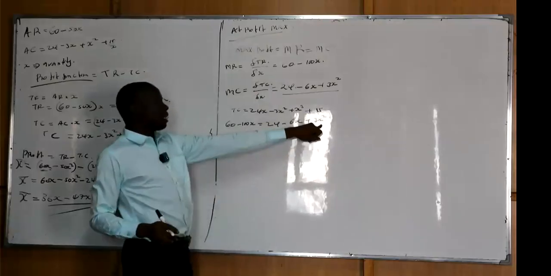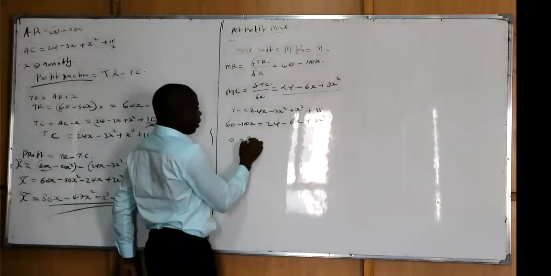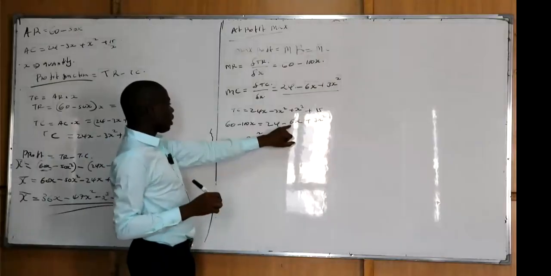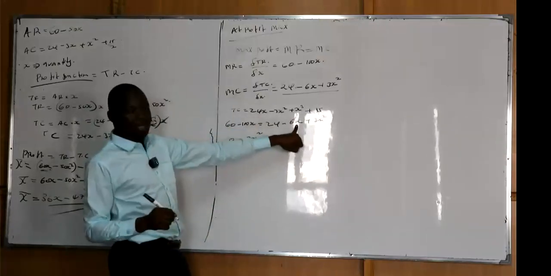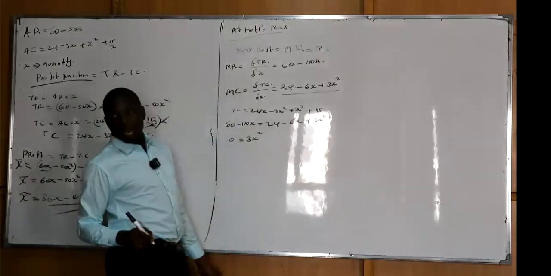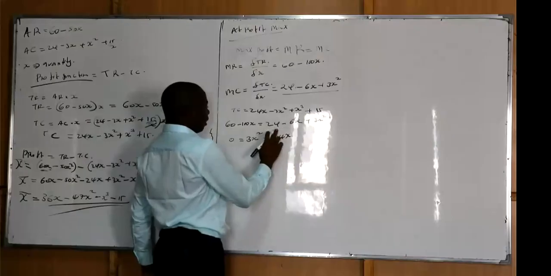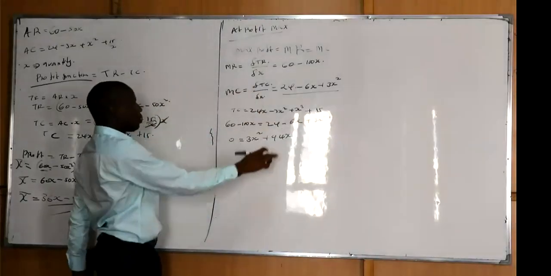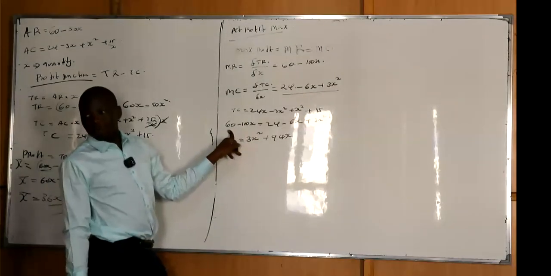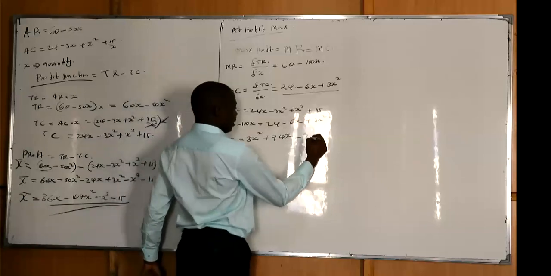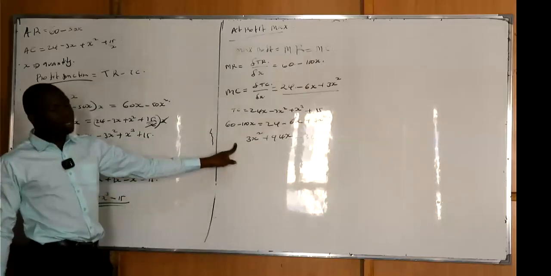Let us start with the term with x squared. This side has 3x squared, and the other side has no x squared, so it remains 3x squared. Then for the x term, on this side it is negative 6x, and when the 100x comes over it becomes positive, so negative 6x plus 100x gives positive 94x. Then 24 minus 60 gives minus 36.